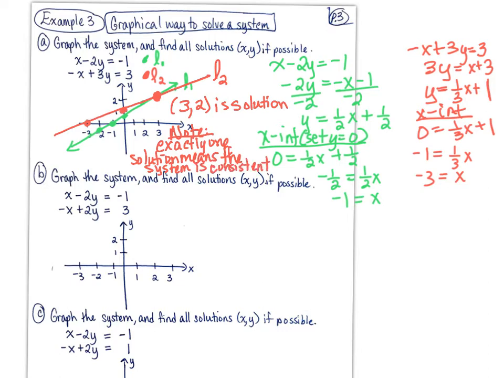New word, consistent. Consistent means you have a solution, okay? You can also use the term consistent when you have infinitely many solutions. Whenever there is no solution, we say inconsistent. Okay? What questions do you have? Okay. Part B.